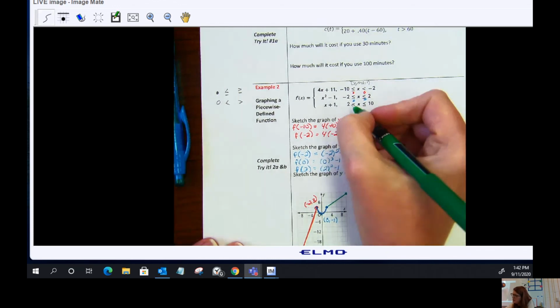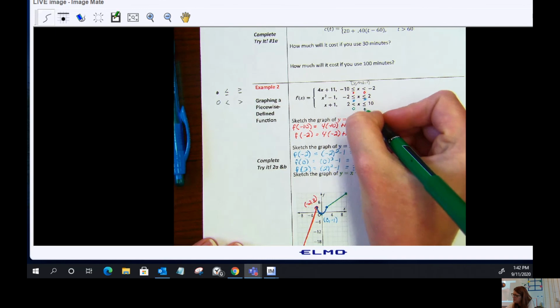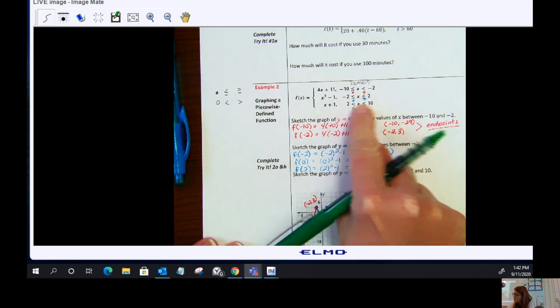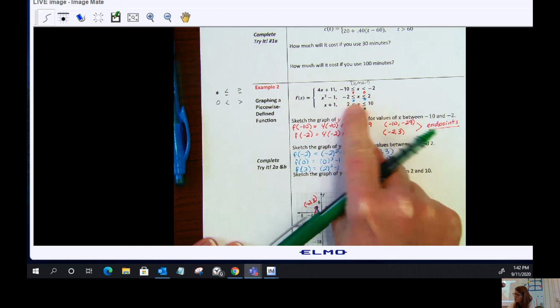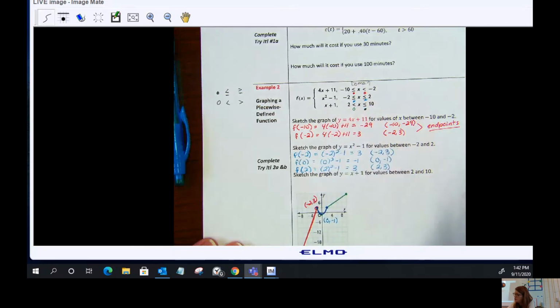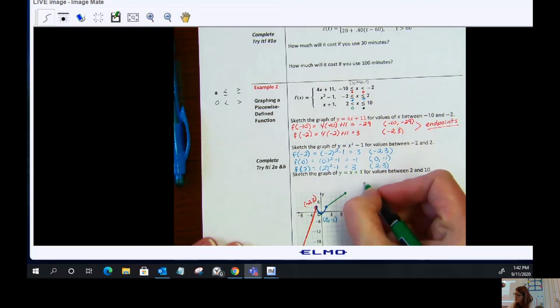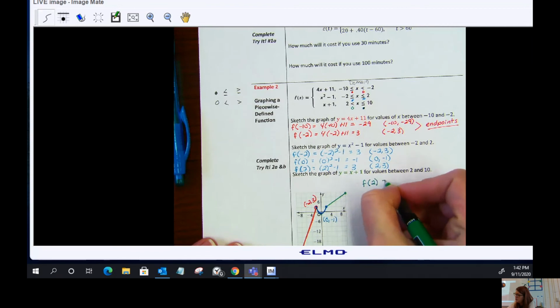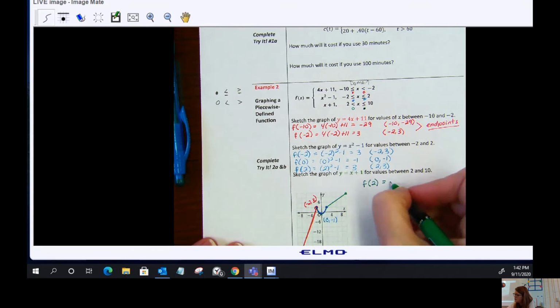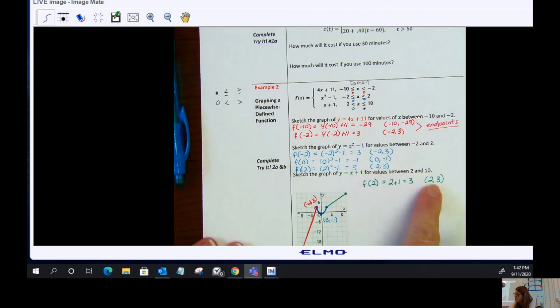So again, I'm going to have open dot, closed dot. This is also linear. So all I need to do is find the corresponding y values that go with the start and stop of my domain. Remember, these are your x values. So now we're going to do f of 2 equals, and again, here's my rule, my function, x plus 1. So it is 2 plus 1 equals 3. 2, 3 is my ordered pair. And again, there it is.